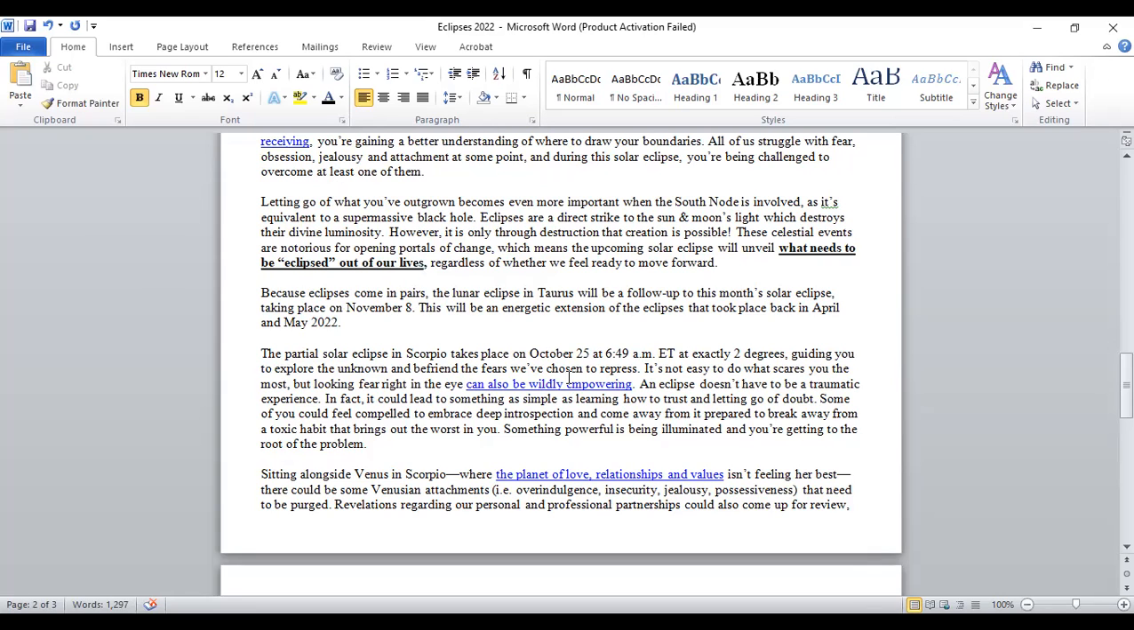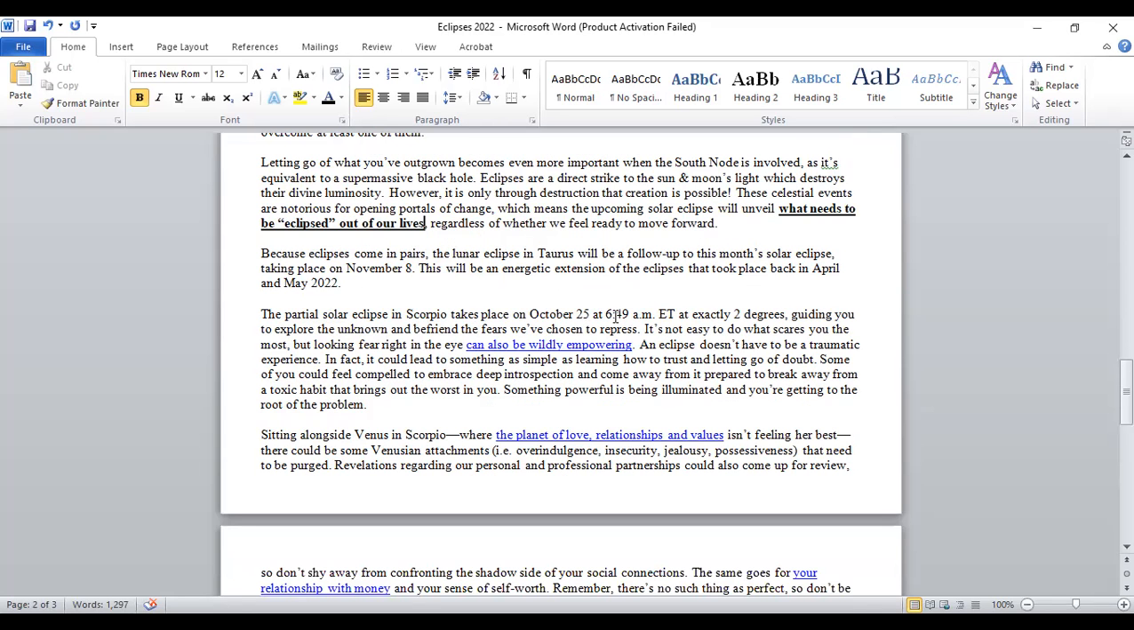So, very interesting things eclipse out of your life and things come in. These times are very thin, the veil's thin, and it's like a portal. That's how they happen on an esoteric level. Because eclipses come in pairs, the lunar eclipse in Taurus will be a follow-up to this month's solar eclipse taking place on November 8th. This will be an energetic extension of the eclipses that took place back in April and May this last year.